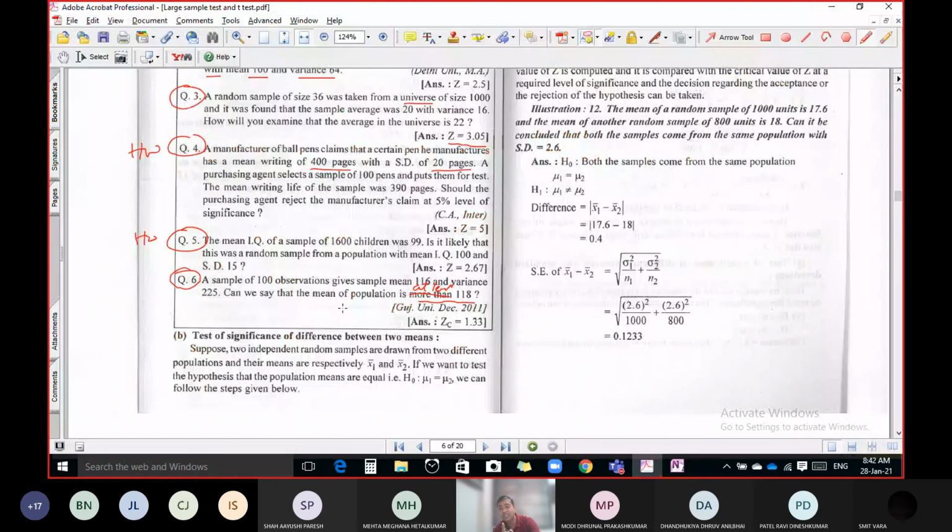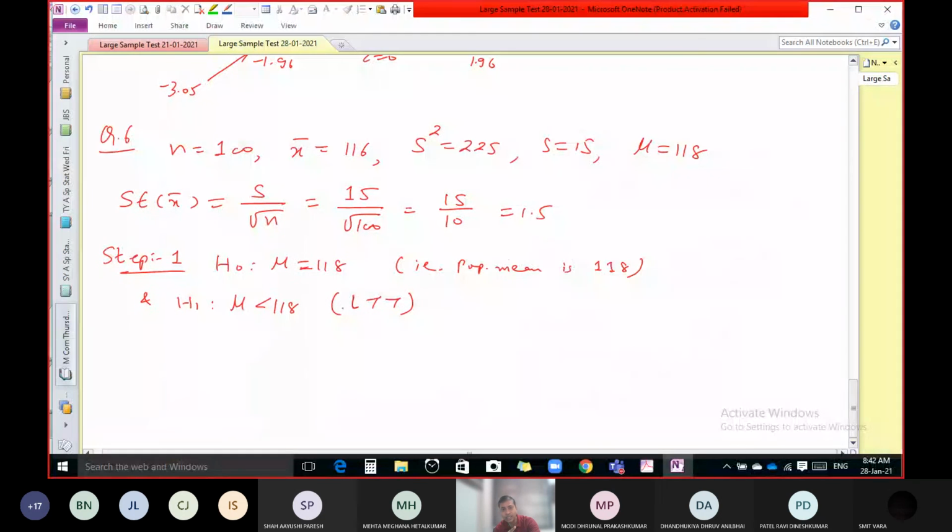If there is the word at least instead of more than, if it is given at least 118, then our H1 is mu less than 118. Why? Does any of you have any idea? Or you can say, if we write greater than, then it is wrong. Why is it wrong? Or if it is less than, then it is true. Either you can say why it is true, or why greater than is wrong. Any of you have any idea?